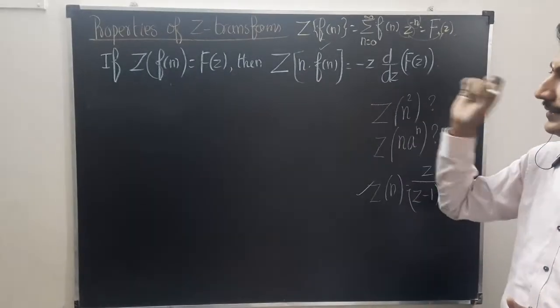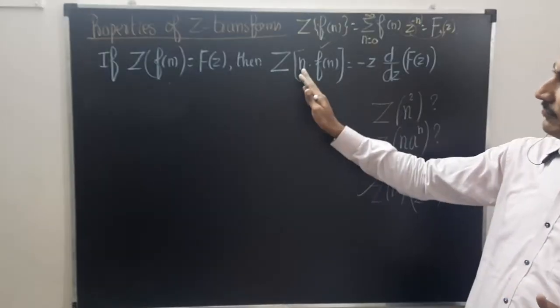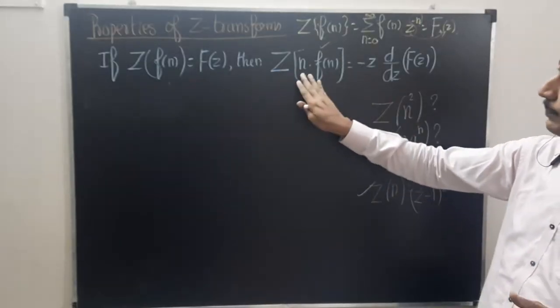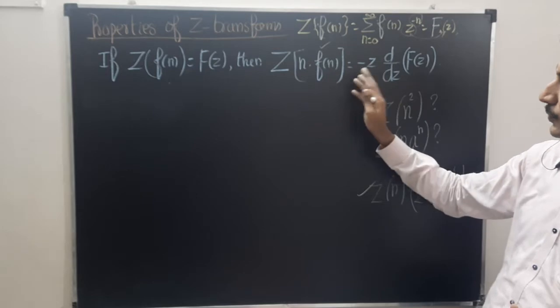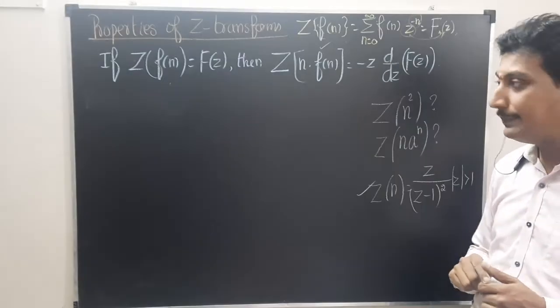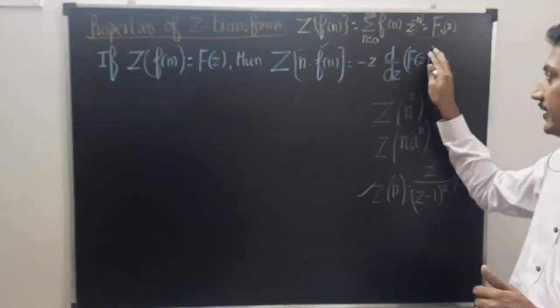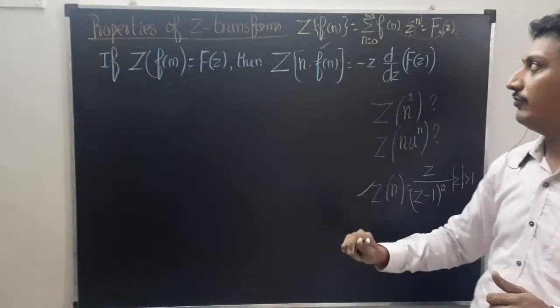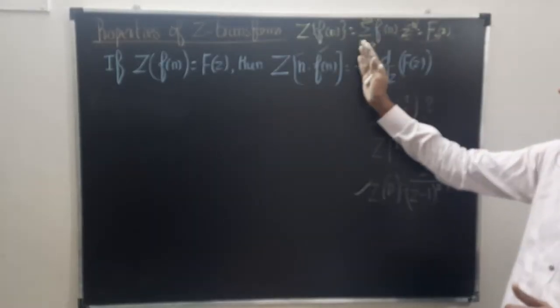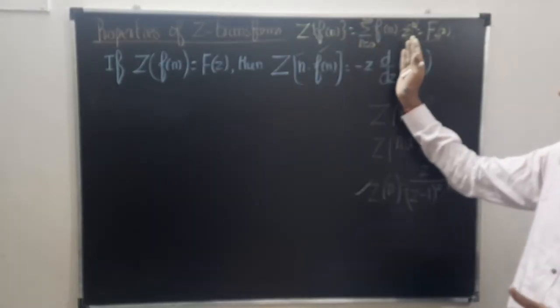So this property says that the Z transform of n into f of n, the product of the polynomial function n into f of n, is equal to minus z into d by dz of F of z. What's F of z? It is the Z transform of f of n. What's Z transform of f of n? Sigma n equal to 0 to infinity f of n z power minus n.